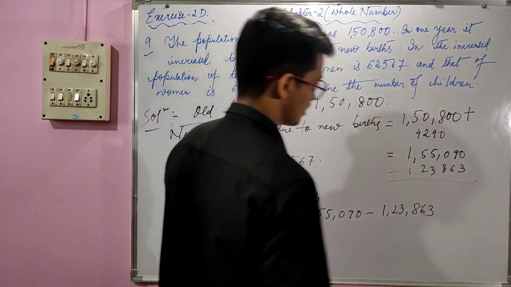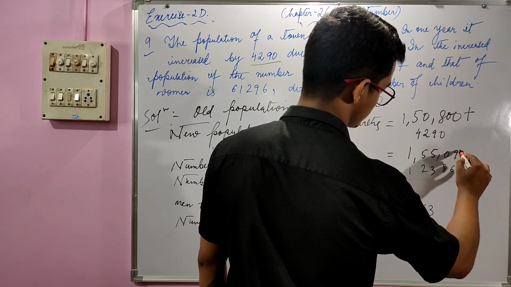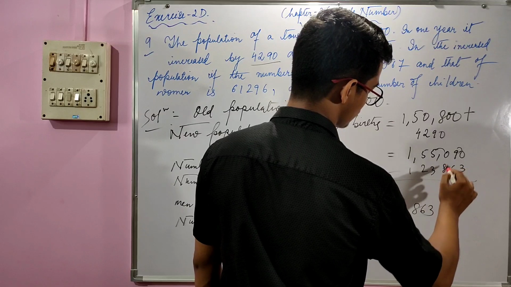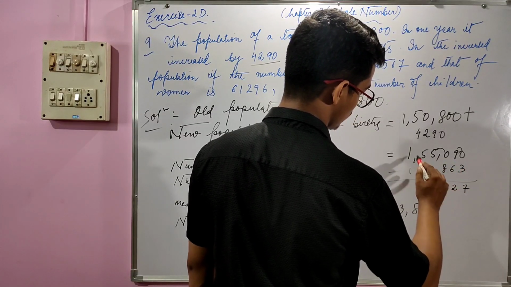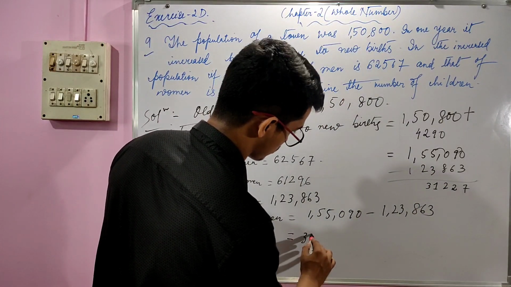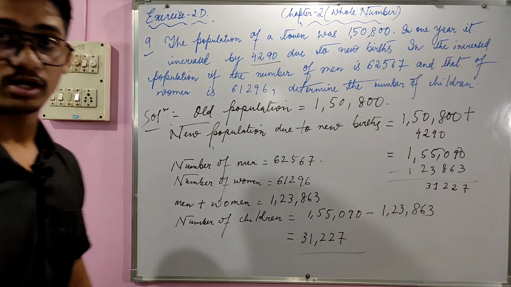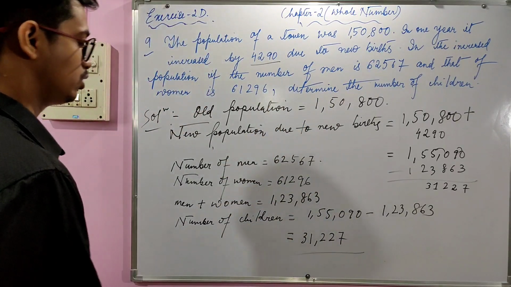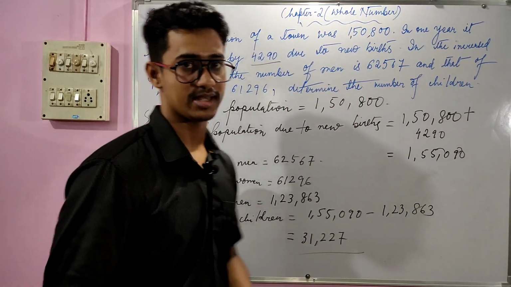1,55,090 minus 1,23,863. So 10 minus 3 is 7, and then 8, 1 carry. So 8 minus 6 is 2, then again 1 carry. 10 minus 8 is 2, 4 minus 3 is 1, 5 minus 2 is 3, 1 minus 0 is 1. So the answer is 31,227. This is the number of children in that particular town. That is the answer of question number 9 of exercise 2D.